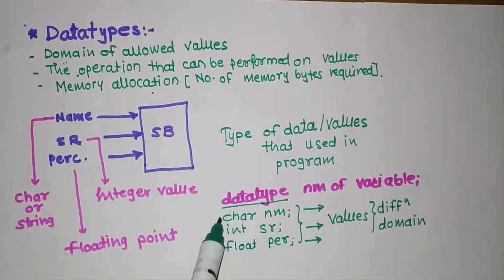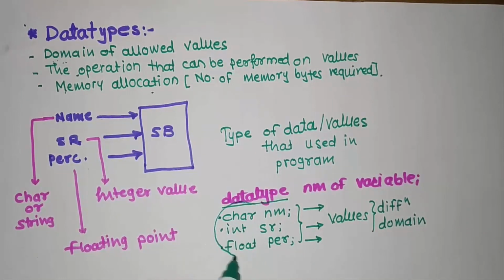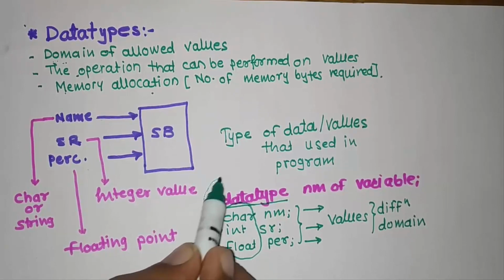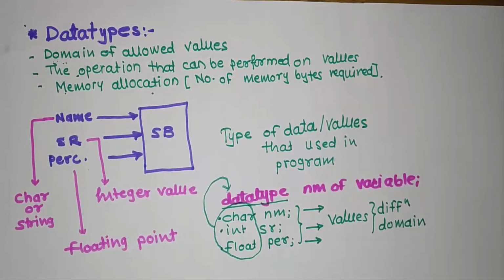Now what is this character, what is integer, and what is float? These are nothing but simple data types, and this gives an idea about what kind of data is used in a program, or the domain associated with the program. Now let us discuss which are the different basic data types present in the C programming language. So in C, the basic four data types are present.